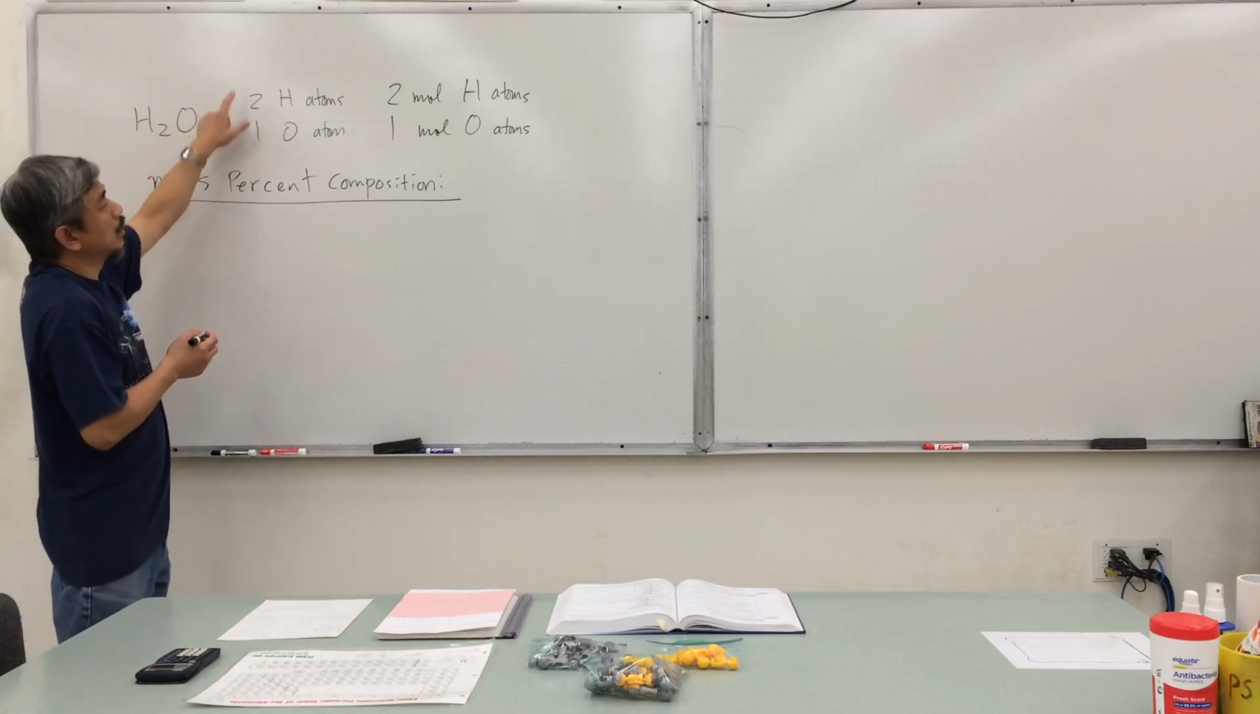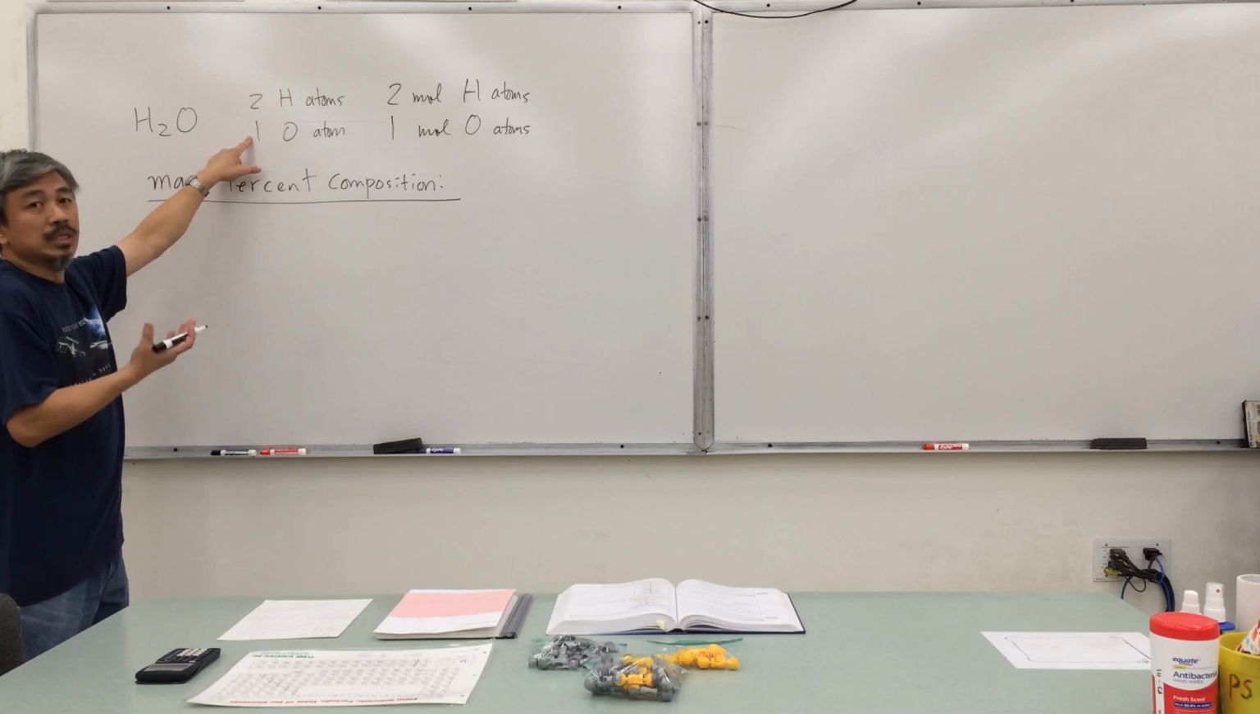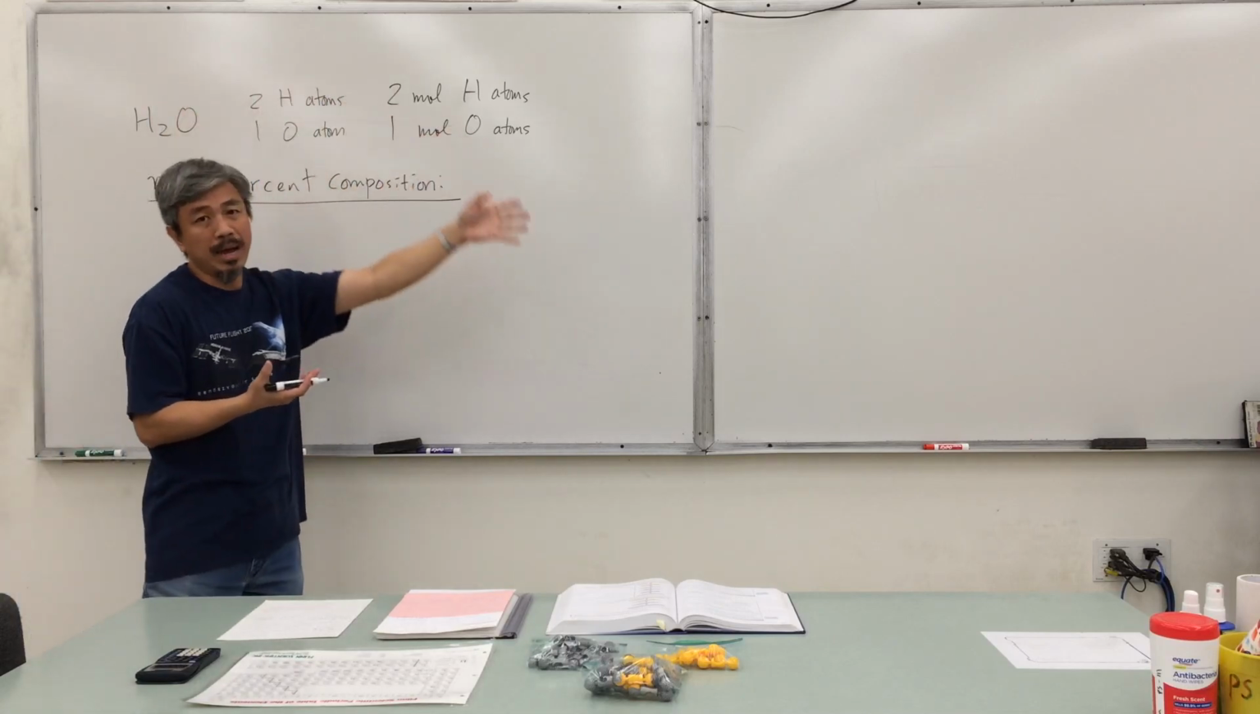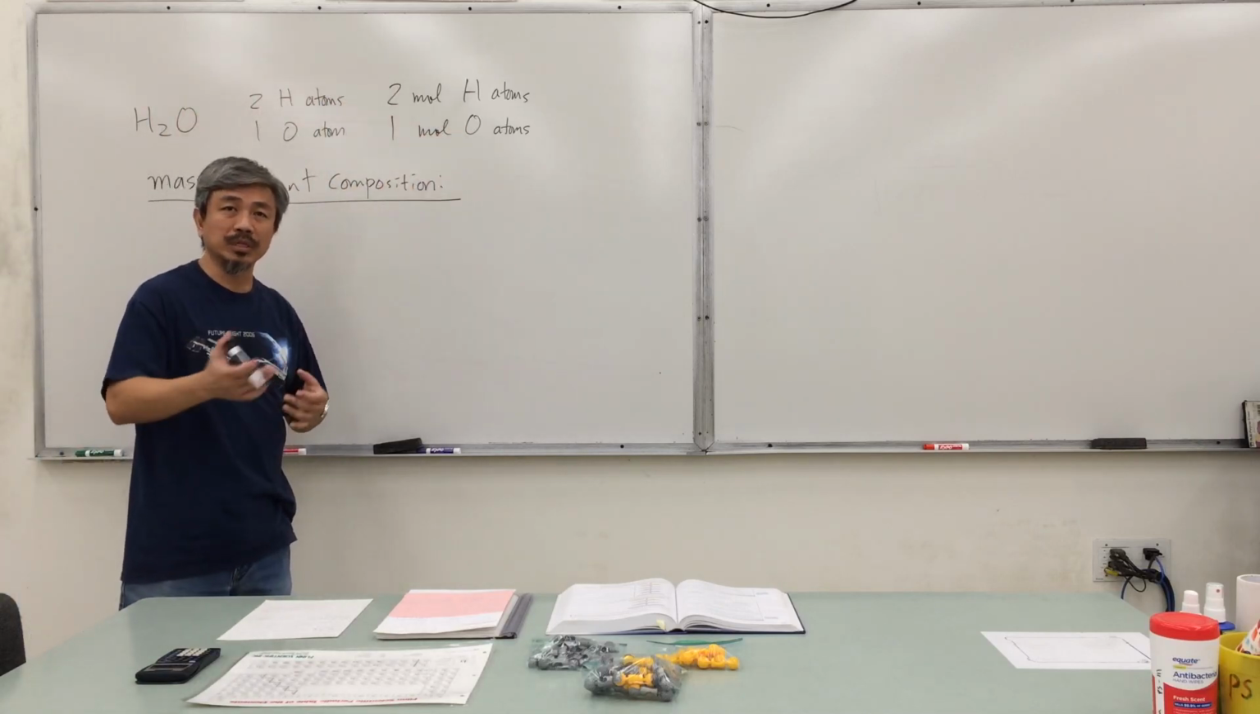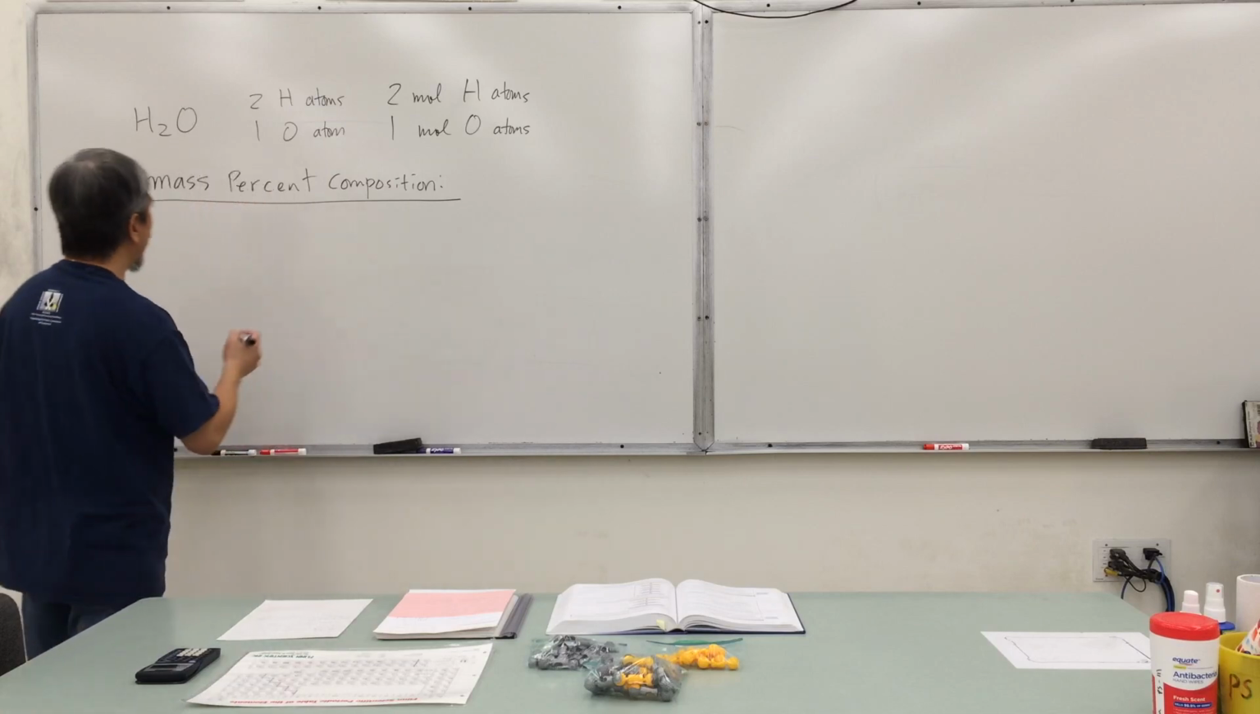And the mass percent composition is fairly straightforward. We already know the count ratio. Really, we just need to convert now from a count to a mass. And that's something that we have done in the previous chapter. So this is where now the payoff is. So let's see what that looks like.